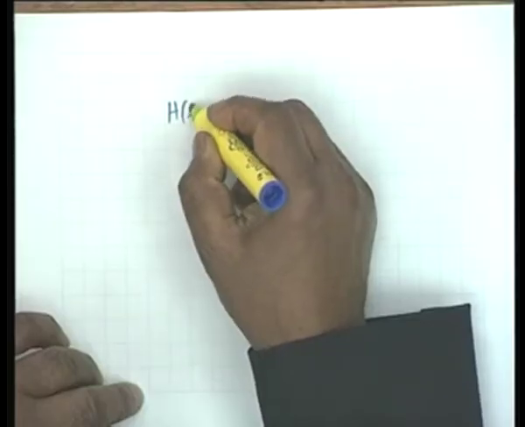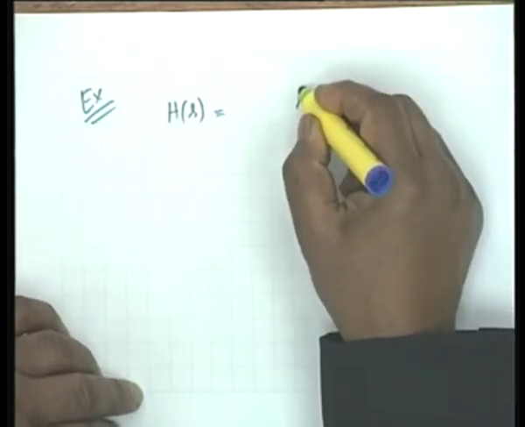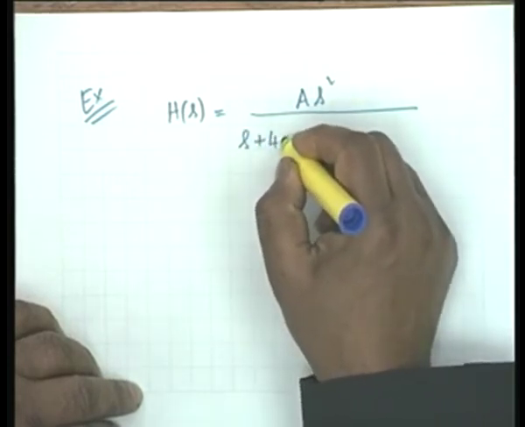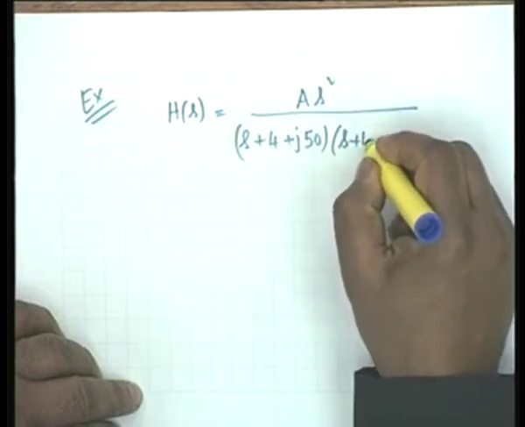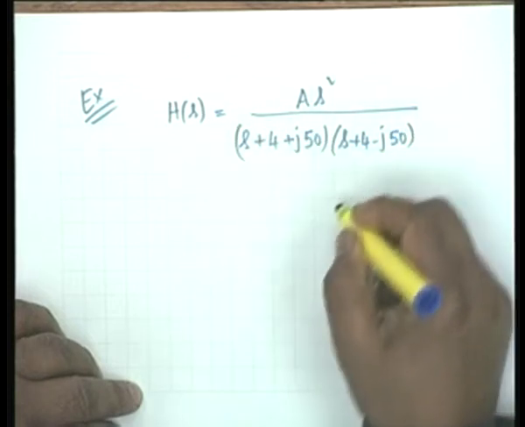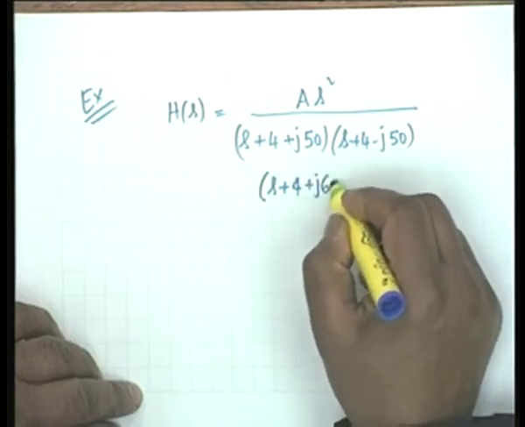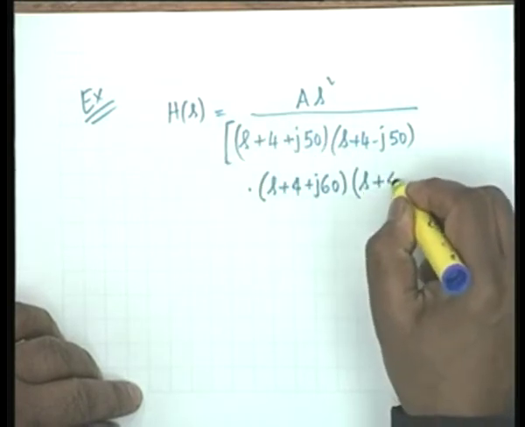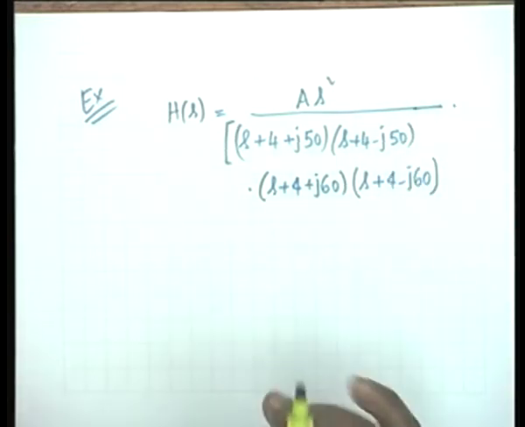We take this example, H of s is equal to A s squared divided by, this is given, s plus 4 plus j 50, s plus 4 minus j 50 multiplied by s plus 4 plus j 60 multiplied by s plus 4 minus j 60. This is what is given.